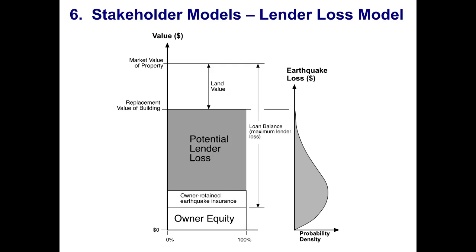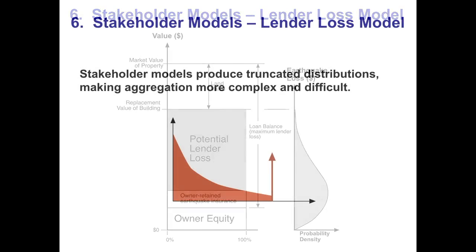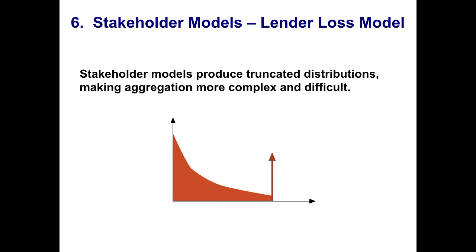Now the stakeholder models, as you can see, may produce some interesting truncated distributions, and that presents challenges in terms of constructing the aggregates, and so the process of tracking and accounting for uncertainties is much more complex as we have these stakeholder models.